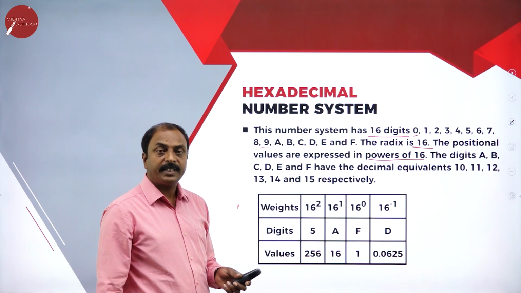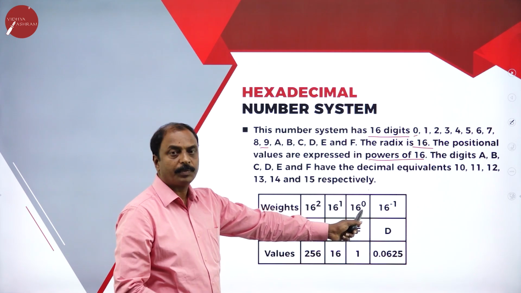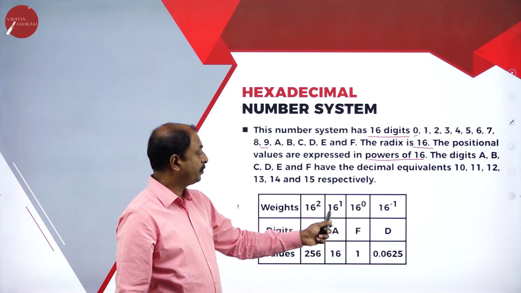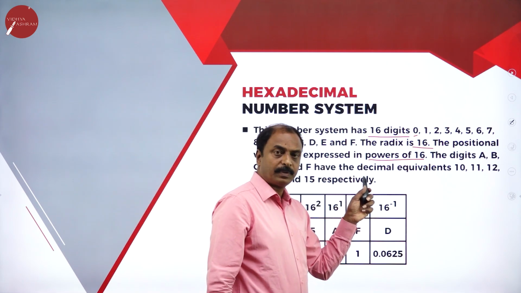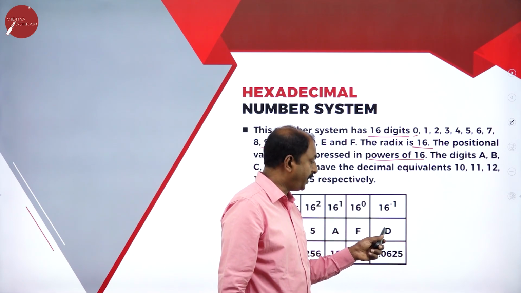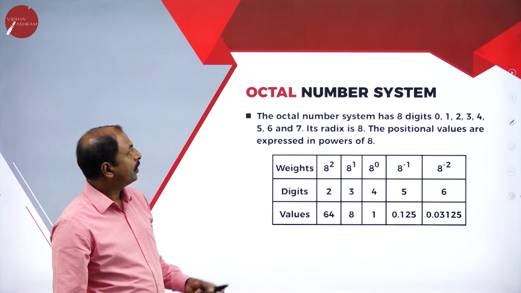And if you look at its positional values, the first one is F, 16 to the power of 0, then 16 to the power of 1, 16 squared. And after the decimal point, there is one digit, that is D. It is 16 to the power of -1. Now let us move on to the next slide.